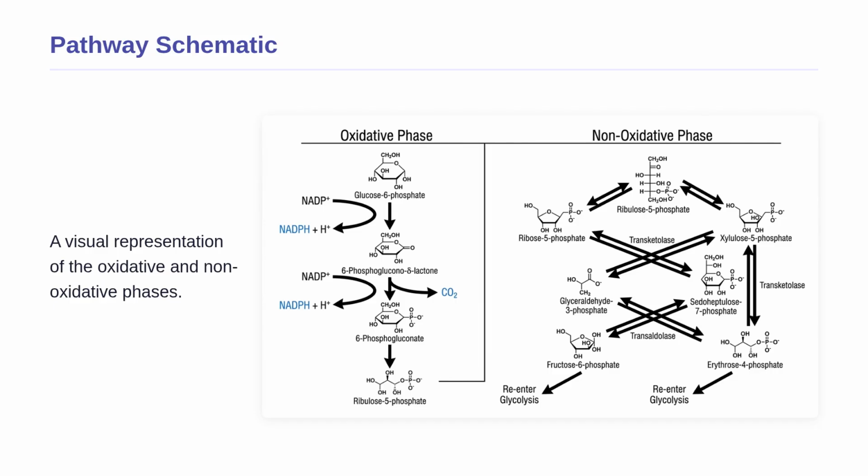5-phosphate. Moving to the right side, we enter the non-oxidative phase. Notice how the arrows here are double-headed, indicating that these reactions are reversible. Enzymes like transketolase and transaldolase shuffle carbon atoms around, eventually creating fructose 6-phosphate and glyceraldehyde 3-phosphate. The arrows pointing outward show how these molecules can seamlessly re-enter the main glycolysis highway if needed. This diagram perfectly captures the dynamic, interconnected nature of cellular metabolism.